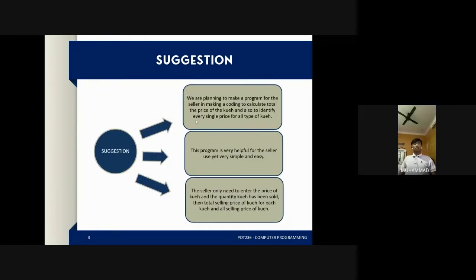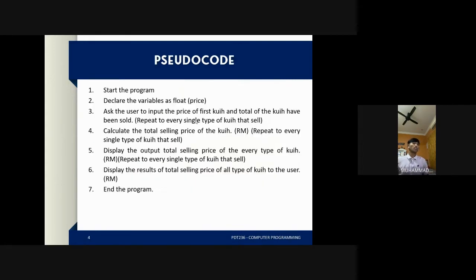Thank you, Alif. Okay, I'm going to talk about what we did after identifying the problem: we made some suggestions. The first suggestion is that we are planning to make a program for the seller to calculate the total price of the kueh and also to identify every single price for all types of kueh. This program is very helpful for the seller, yet very simple and easy. Next, the seller only needs to enter the price of the kueh and the quantity of kueh sold. Then it gives the total selling price for each kueh and the overall selling price of the kueh. Okay, I will pass to the next presenter, Aisha.